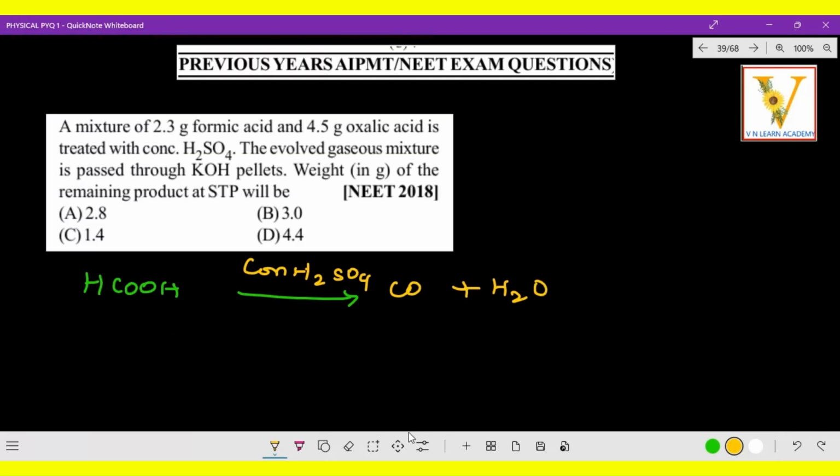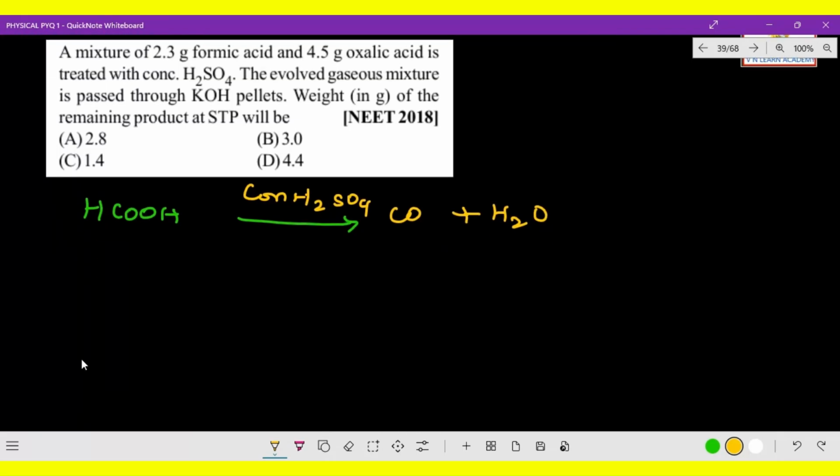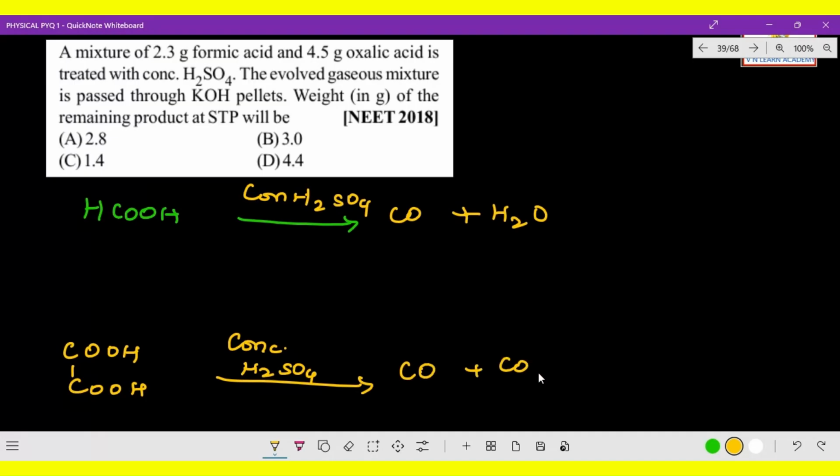Okay, now next one more point, the same thing here, oxalic acid, COOH, single bond COOH, this is oxalic acid. This also you are treating with concentrated H2SO4. So here also releasing water. So here what are the products you are getting? Carbon monoxide, carbon dioxide and water, right? So you are getting water also, H2O.